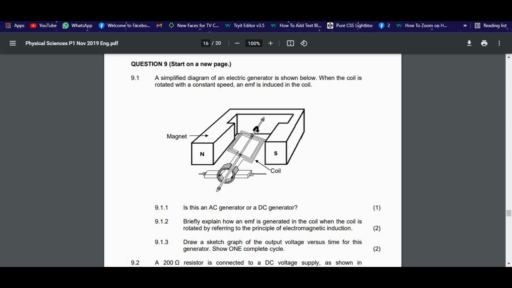Alright, that's explaining, of course, when the coil rotates. Basically you're saying when it rotates, the EMF is induced because there's a change in the magnetic flux that's linked with the coil. Alright, the rate of change in the magnetic flux. I don't even have to mention the rate of change, you can just say the rate of change. Okay, that's that.